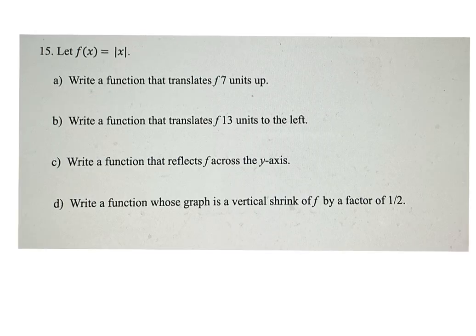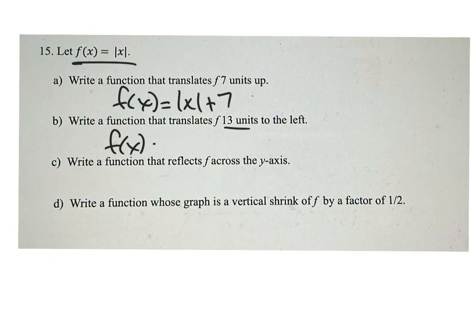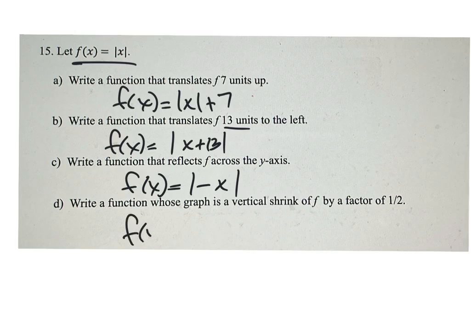Last one, done a lot of these too. I think you've got these, hopefully got this down by now. Let's translate this up 7. Now make sure you use absolute value. Some of y'all change it during a problem for some reason. It's absolute value all the way through, so that's plus 7. 13 to the left, opposite of what you think inside, so I'm going to go x plus 13, because left you would think would be minus. Reflects across the y-axis. Reflects across the y is a negative inside, and then a vertical shrink by a factor of 1/2. f of x is, let's go 1/2 in front of the absolute value.